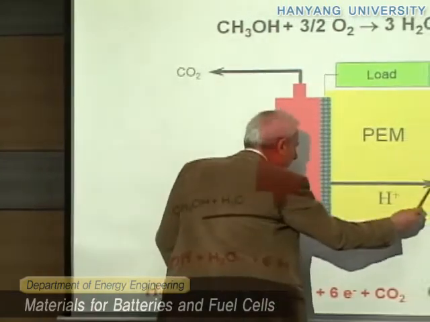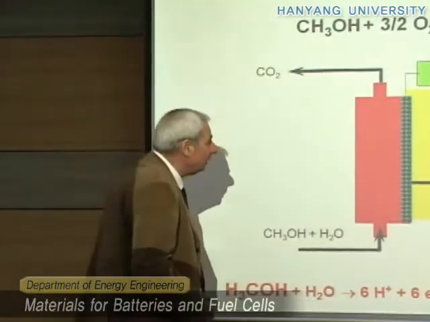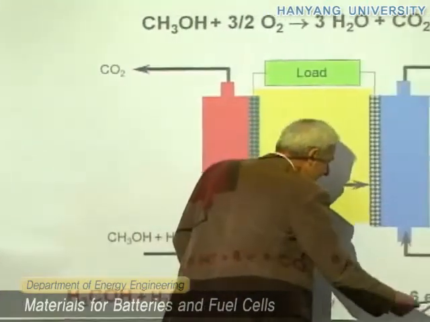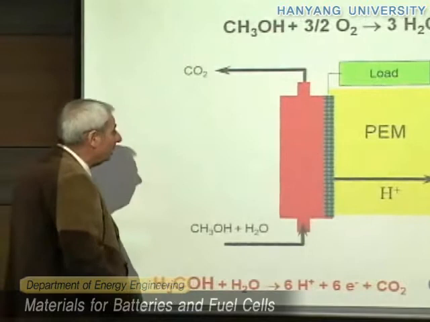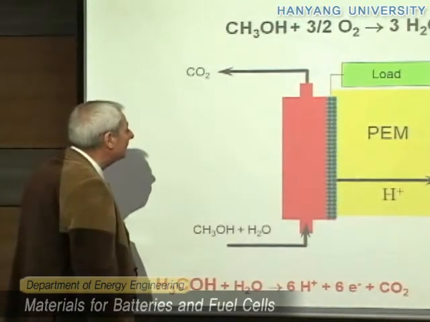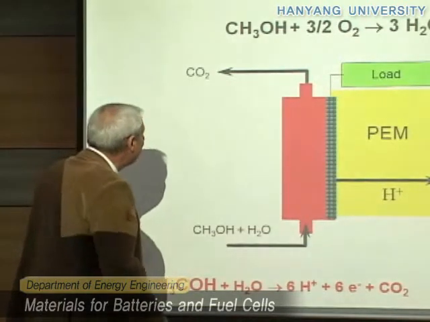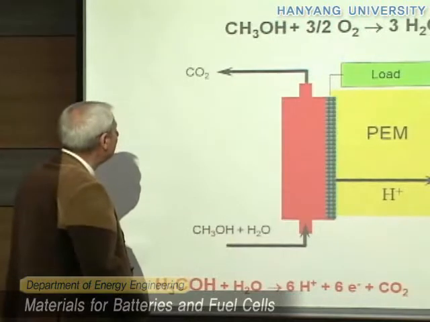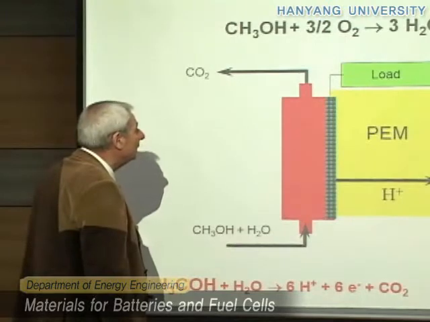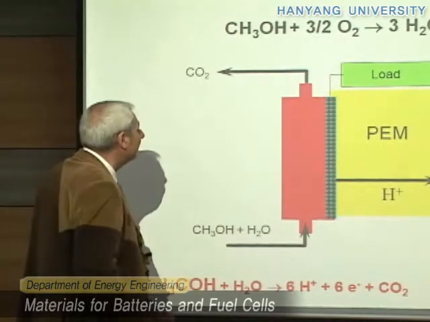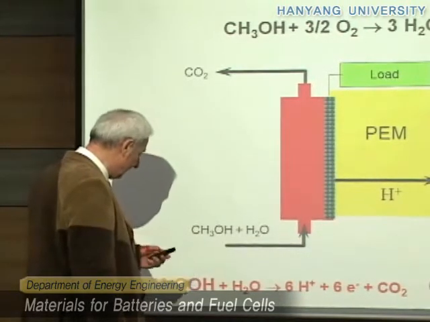The protons go through the membrane, because we know that this membrane is permeable to protons. And here, oxygen comes in, and this is exactly the same reaction that we had with the other fuel cell. You see that the main reaction is methanol reacting with oxygen to form water and CO2. Now, this is good in a way because methanol is available and is a liquid, but it's bad because we are producing CO2. So this is not something that we like.